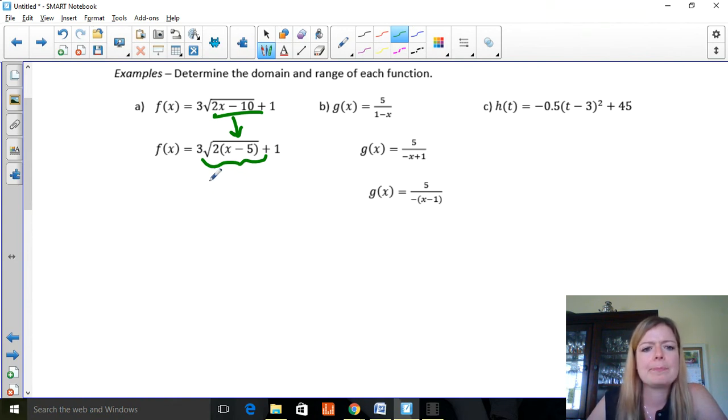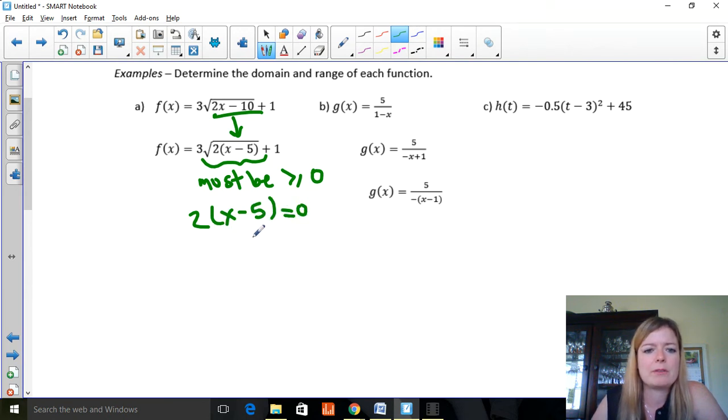So we can make a little note here. It must be greater than or equal to 0. So therefore, I can just think logically, what would give me 0 here? If I had 2(x minus 5), what would give me 0? That would, of course, be x equals 5. If I put in 5 there, I'd get 0.